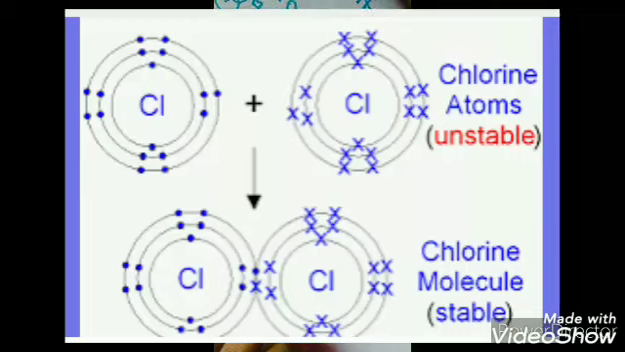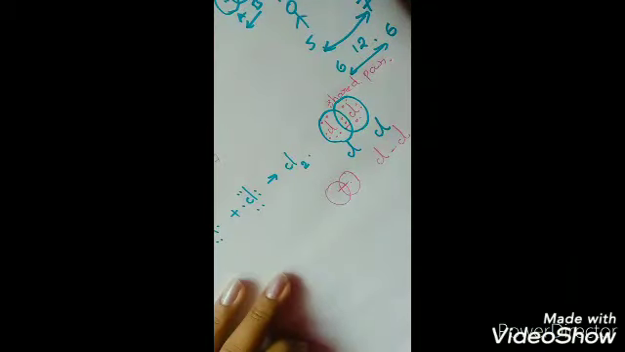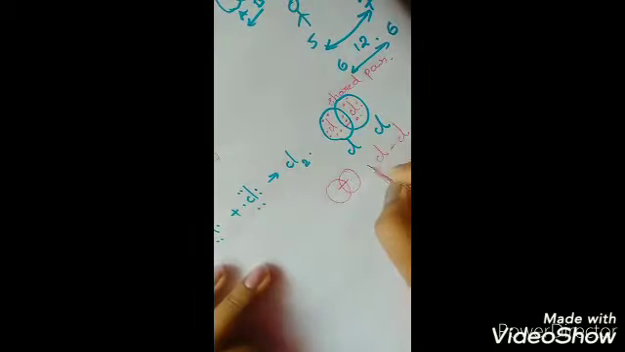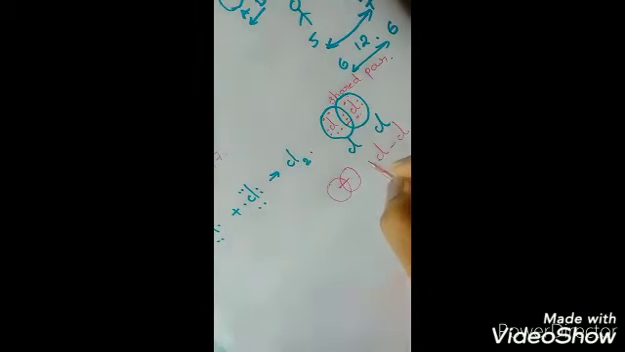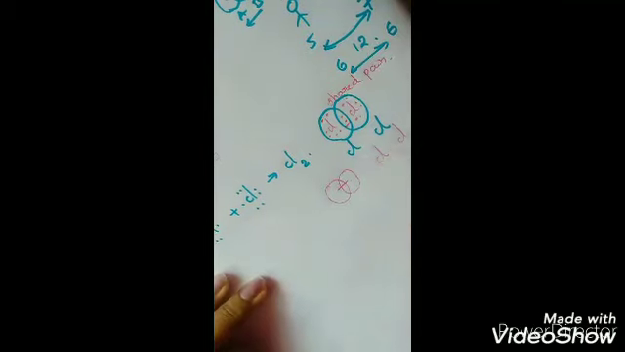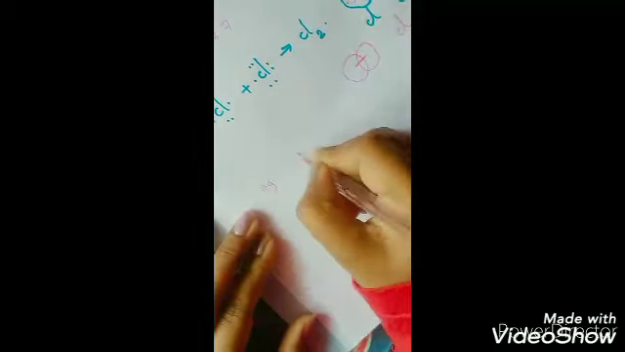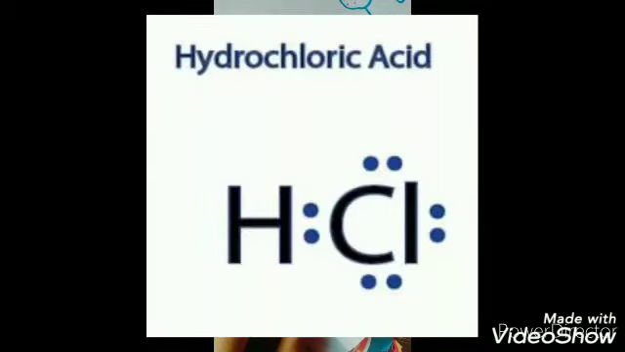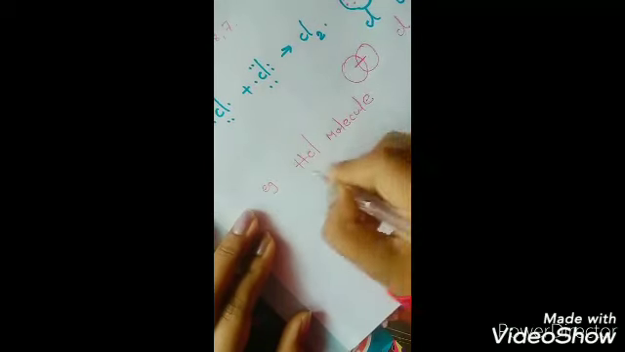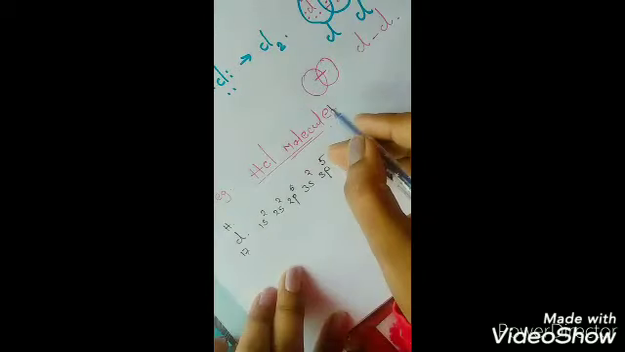Similarly, in the formation of HCl, H and Cl contribute 1 electron each, which is then shared by both to complete the duplet of hydrogen and the octet of chlorine. Let us see the example for the formation of the HCl molecule.